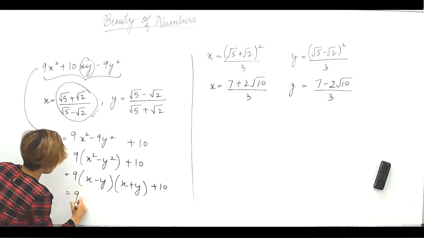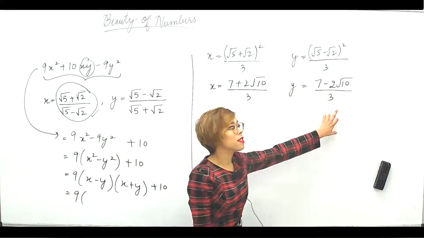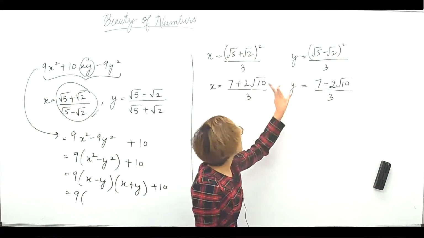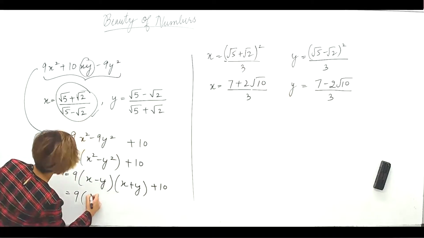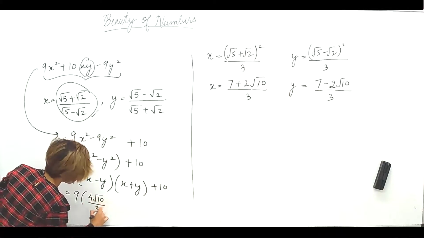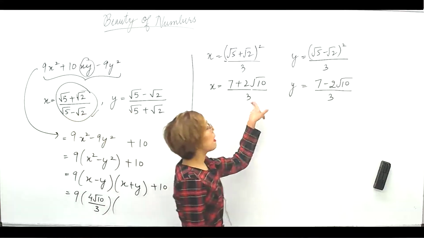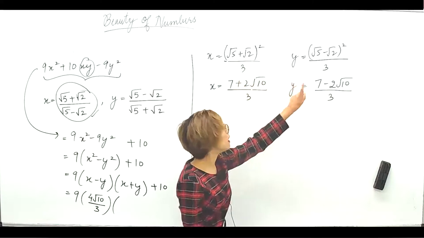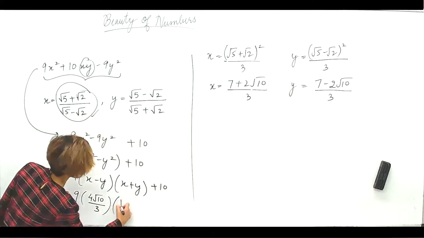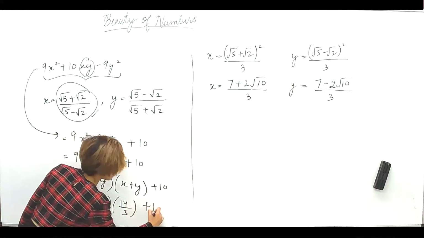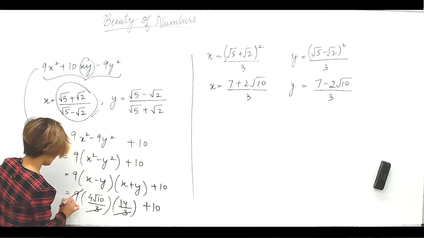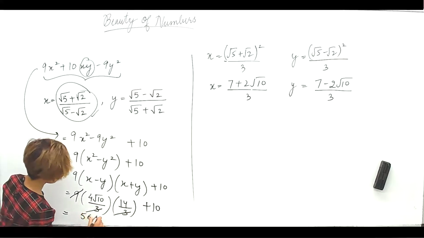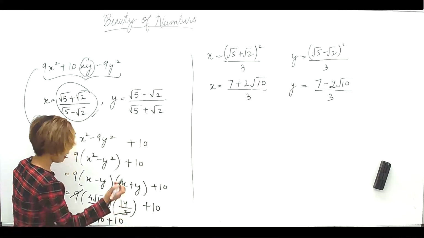So 9 into x minus y. So this minus this. Now it is very easy to do because the denominators are the same. And this minus this, I'll get 4 root 10, 4 root 10 by 3, of course. Into, now x plus y, so this plus this, add करना. So obviously this and this will get cancelled. So 14 by 3. Plus 10 as it is. Right? So obviously this gets cancelled. 4 into 14, that is 56. 56 root 10 plus 10. That is your answer.